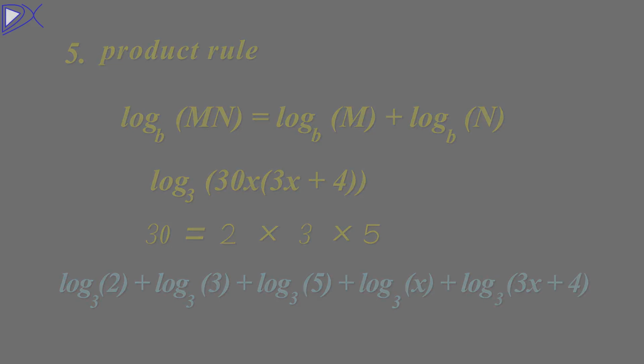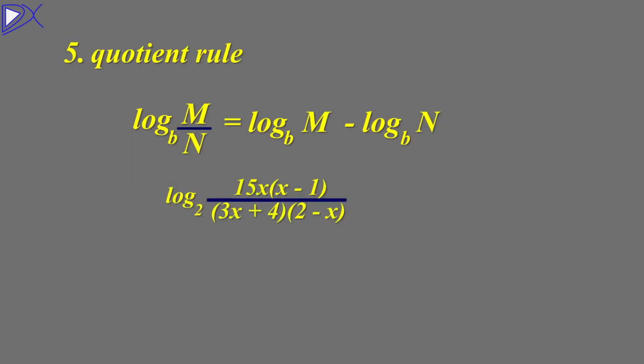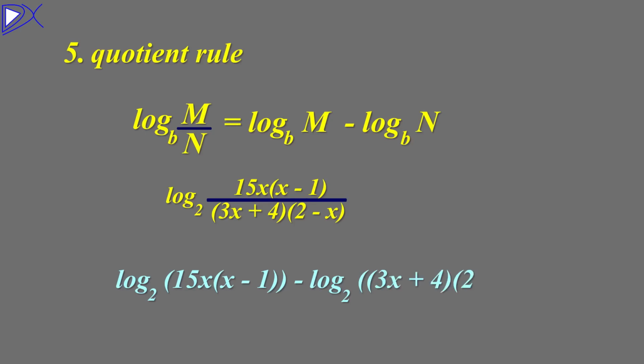Next property is the quotient rule, which is log b of m divided by n is equivalent to log b of m minus log b of n. I will use the quotient rule to expand the following expression. Note, the quotients are in factored form and in lowest terms, so we apply the quotient rule directly, which will give us log 2 of 15x times x minus 1 minus log 2 of 3x plus 4 times 2 minus x.